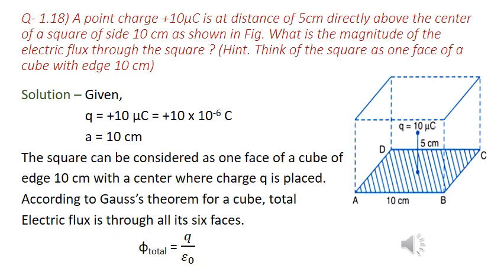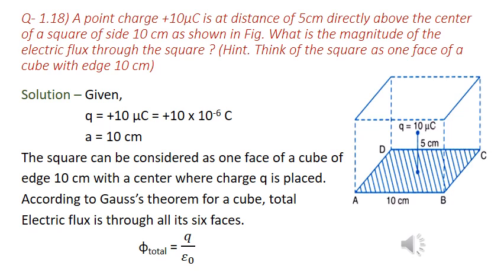Question 1.18. A point charge of plus 10 microcoulomb is at a distance of 5 cm directly above the center of a square of side 10 cm as shown in the figure. What is the magnitude of the electric flux through the square? Hint: think of the square as one face of a cube with edge 10 cm.